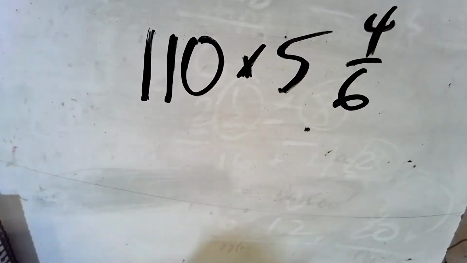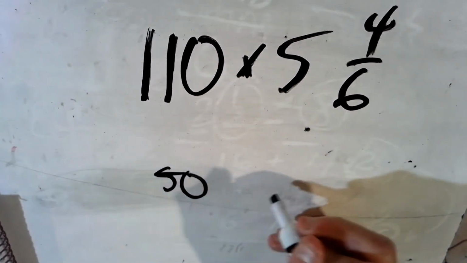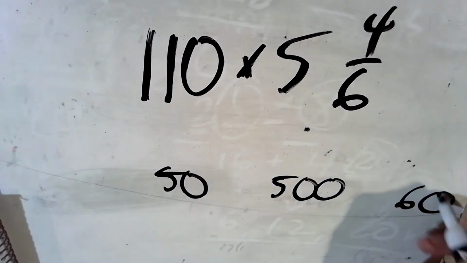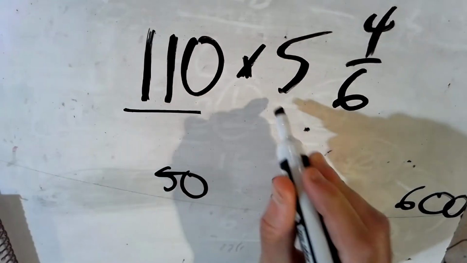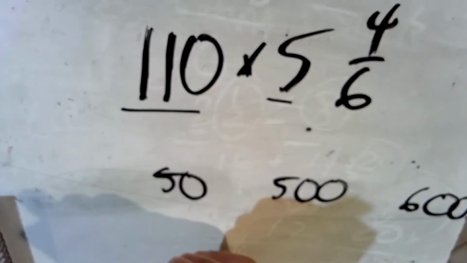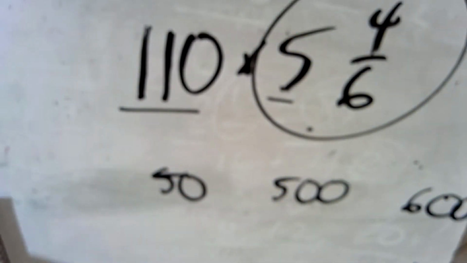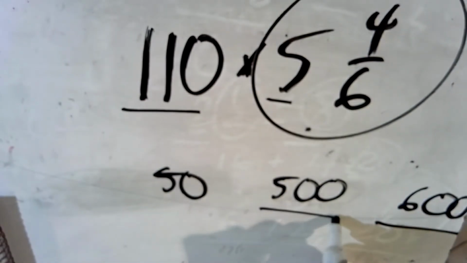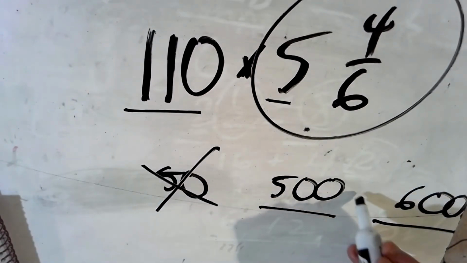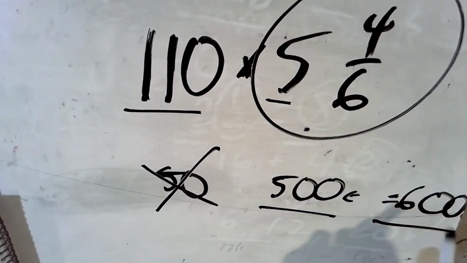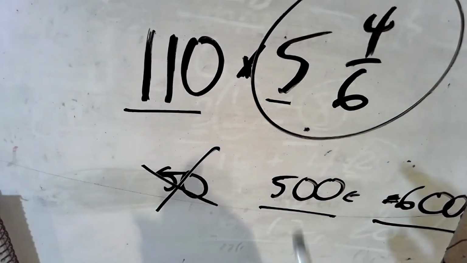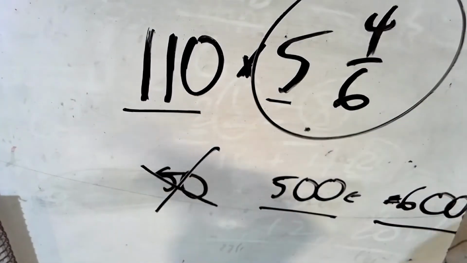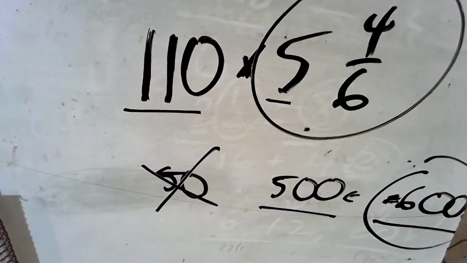Let's look at the choices. The choices are 50, 500, or 600. Well, we know 110 times 5 is 550, but it's 5 4/6. So I bet it's closer to 600 than to 500. It's definitely not going to be 50. It's going to be between 500 and 600, but probably closer to 600 because 110 times 5 is 550, and 110 times 6 is 660. But that's a little less than 6, so I think this is the best estimate.